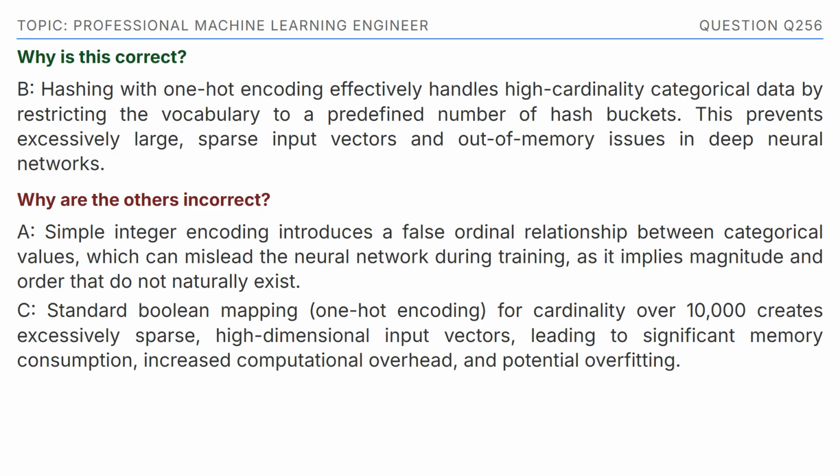Hashing with one-hot encoding effectively handles high cardinality categorical data by restricting the vocabulary to a predefined number of hash buckets. This prevents excessively large, sparse input vectors and out-of-memory issues in deep neural networks.